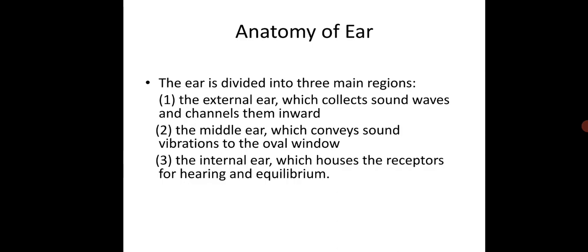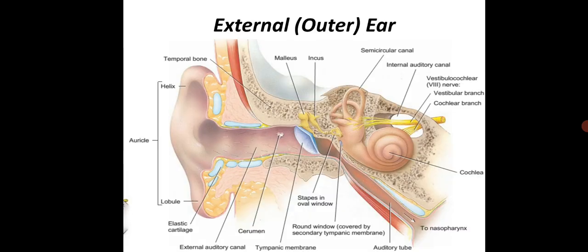Number two, the middle ear, which conveys sound vibrations to the oval window. What is the oval window? That we will see in detail in the next slide. Next, that is the internal ear, which houses the receptors for hearing and equilibrium. So the internal ear is the actual site for the formation and recognition, or to find out the capacity or the intensity of the sound wave, right? So we have divided it into three. Remember this: external, middle and internal.